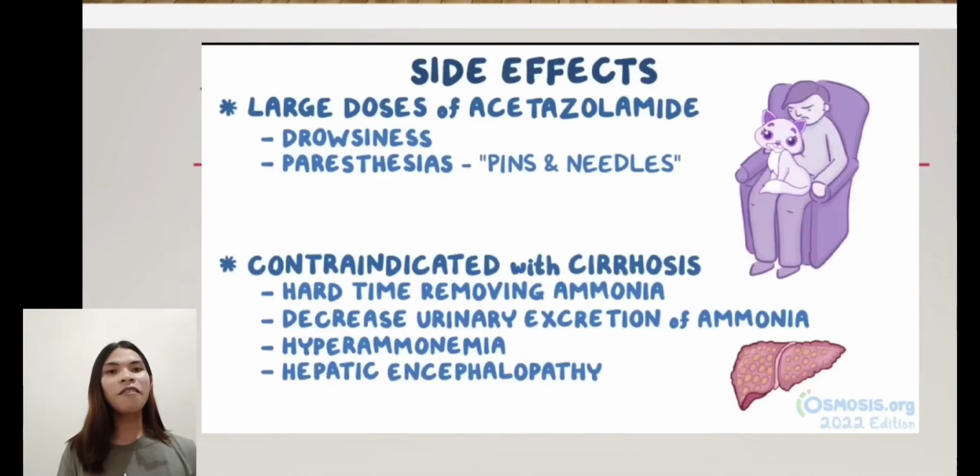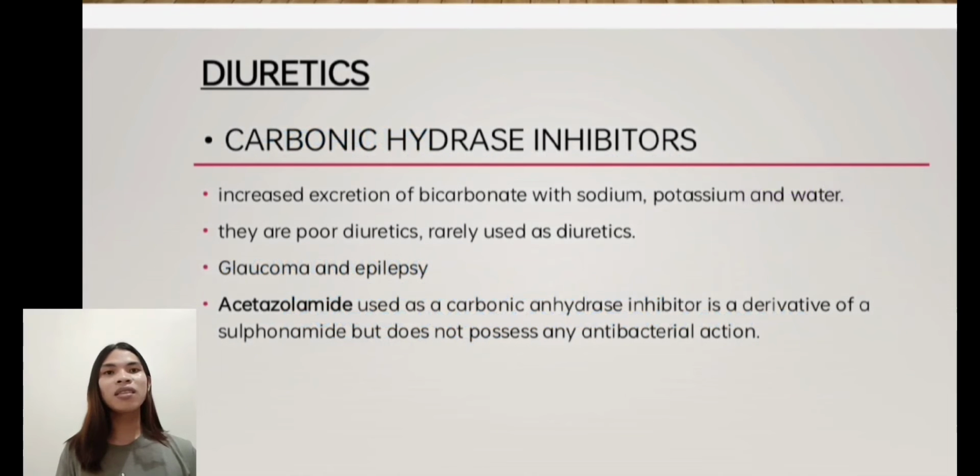Some side effects are drowsiness, numbness, and tingling of the face and extremities due to the metabolic acidosis, and disturbance of vision. One example is acetazolamide, used as a carbonic anhydrase inhibitor, which is a derivative of a sulfonamide but does not possess any antibacterial action, and is also a non-competitive, irreversible inhibitor of carbonic anhydrase.